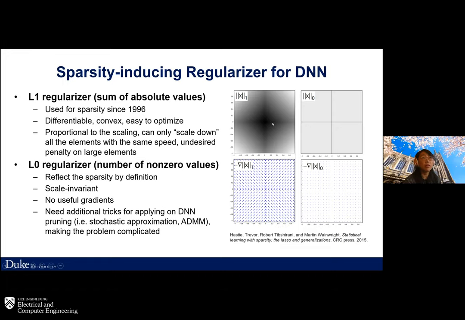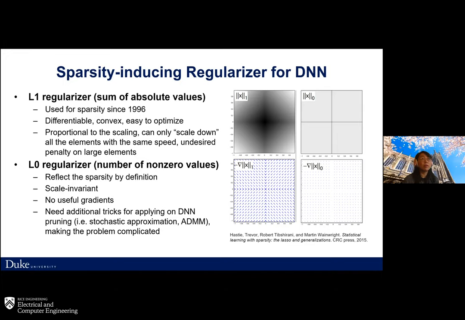So it scales down all the elements at the same speed. But in DNN models, especially for weights with large absolute values, they might be important for the operations. So conceptually, we do not want to penalize those large elements significantly. The L0 regularizer, illustrated over here, directly reflects sparsity by definition, and it is scale invariant.